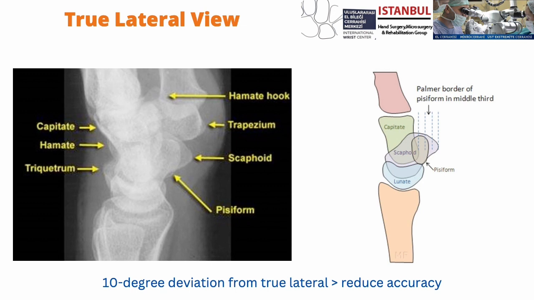The palmar border of the pisiform should be in the middle third between the distal pole of the scaphoid and the palmar border of the capitate in the true lateral view X-ray. A 10-degree deviation from true lateral may reduce accuracy to diagnose the DRUJ instability.